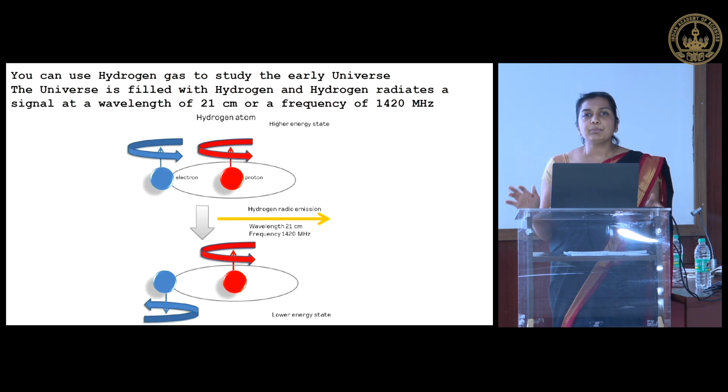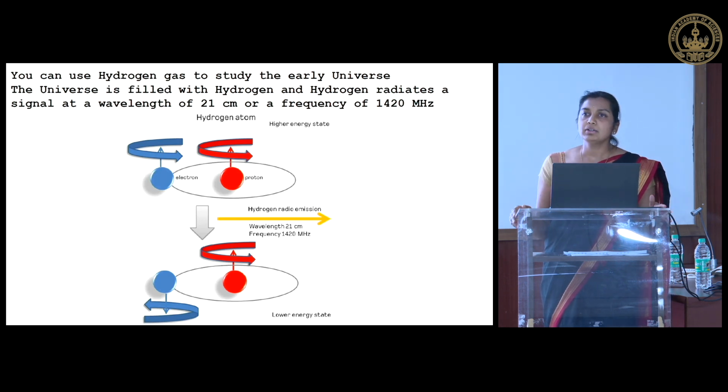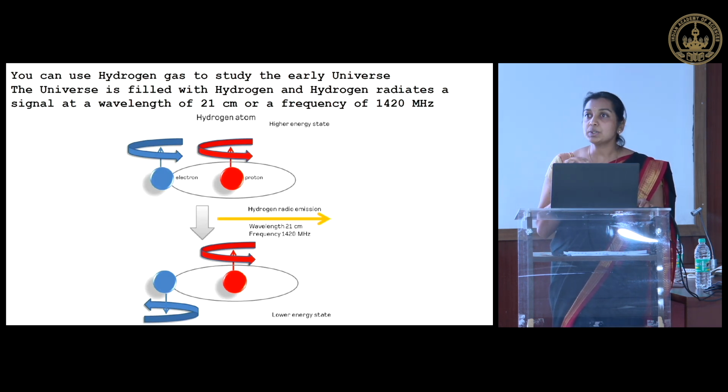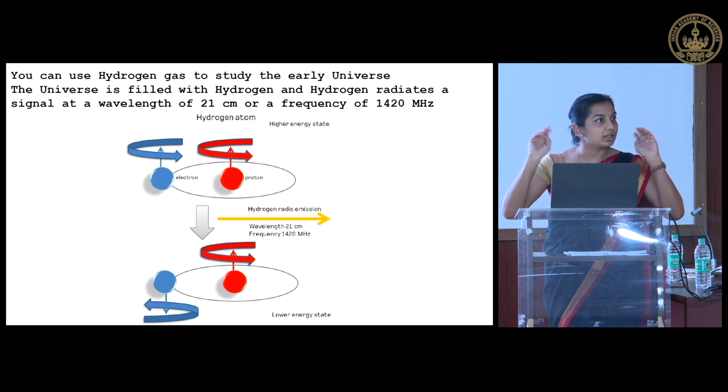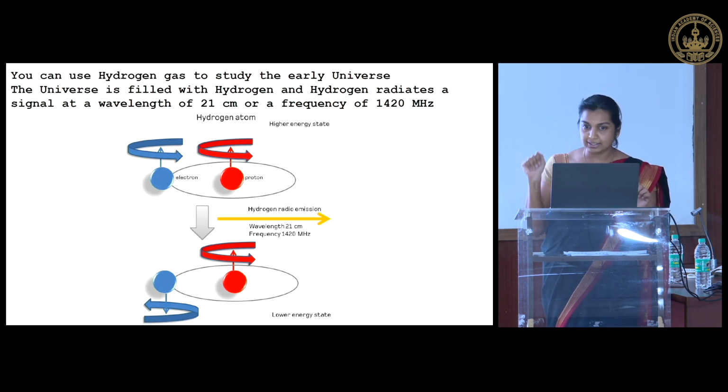But the universe is 13.8 billion years. There is enough hydrogen. We have enough of this aligned to anti-aligned transition happening to be able to use hydrogen as a way to study the universe. And this is routinely done. We study our galaxy with hydrogen. We study other galaxies using hydrogen, using this signal.